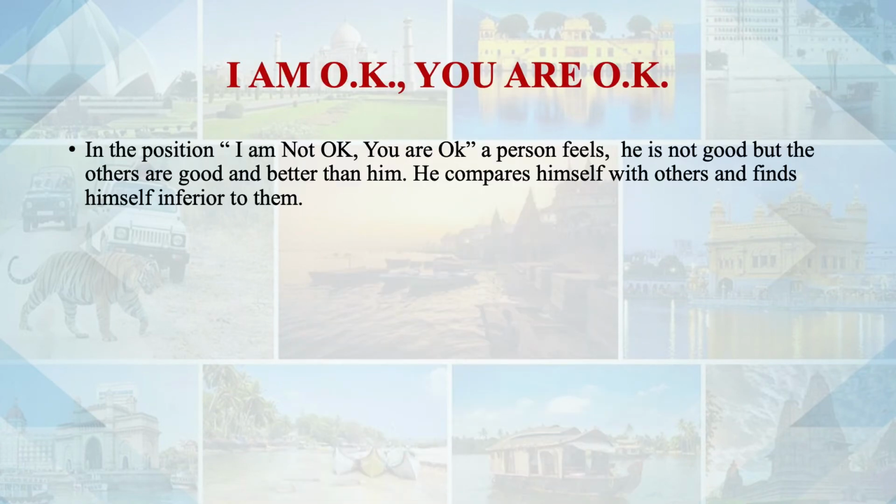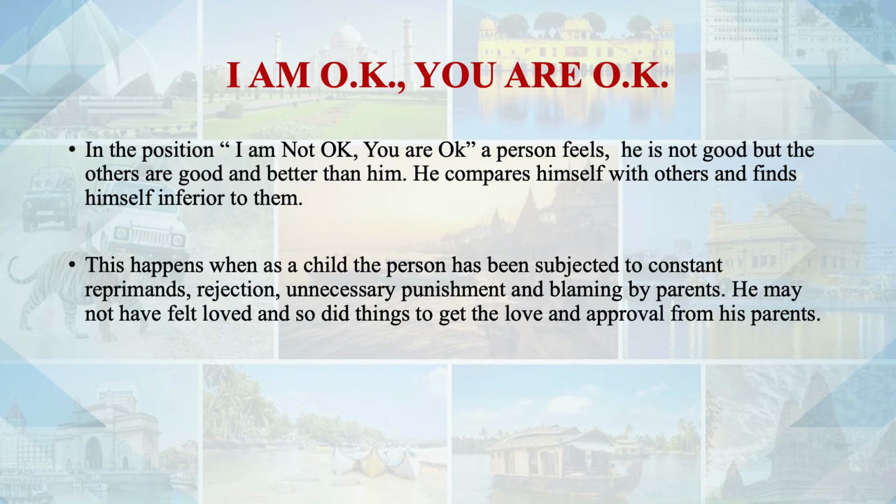Now, the next life position is I am not okay, you are okay. In this life position, a person feels he is not good, but the others are good and better than him. He compares himself with others and finds himself inferior to them. This happens when, as a child, the person has been subjected to constant reprimands, rejection, unnecessary punishment, and blaming by parents. He may not have felt loved, or so did things to get the love and approval from his parents.